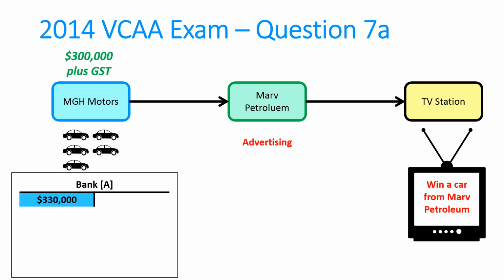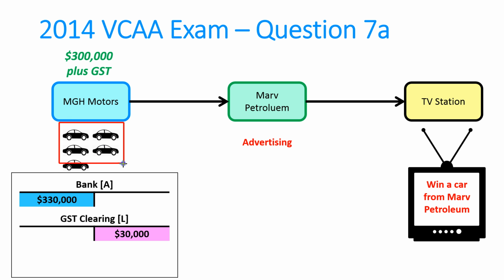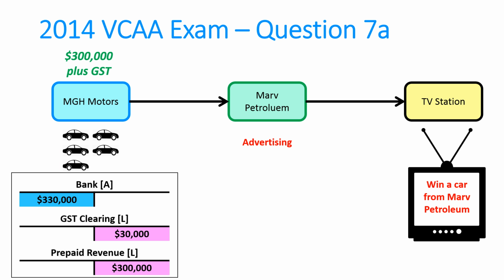So for MGH Motors, they got money, so bank would have gone up. They received GST, so their GST liability would have gone up, which is a credit. And then the $300,000 they received, it actually wouldn't be revenue. It's not revenue because they've got the money, but they've still got the actual product. They haven't actually earned it yet by giving it to the customer, which is Mara Petroleum. So what we're going to do is actually call that a liability called prepaid revenue. So they haven't earned any of that revenue yet.